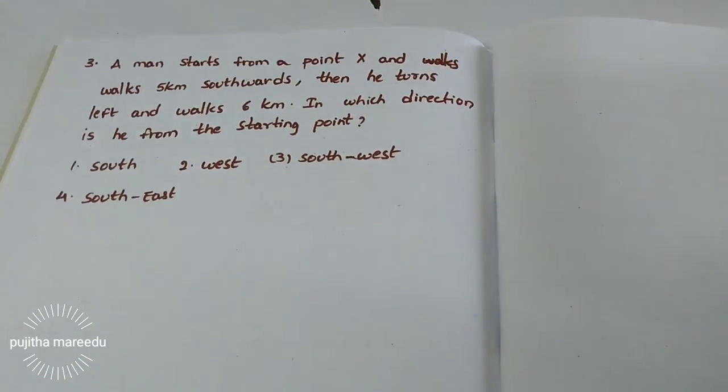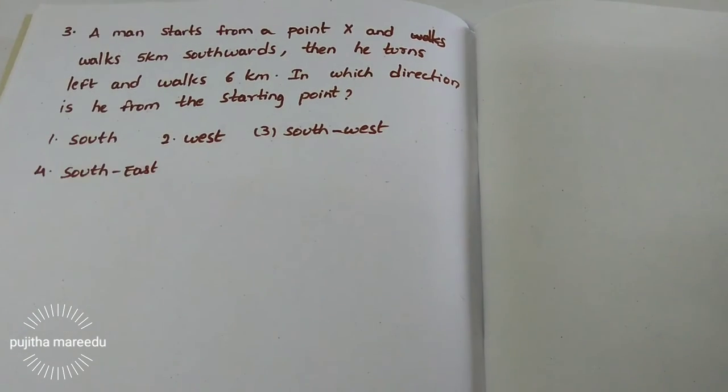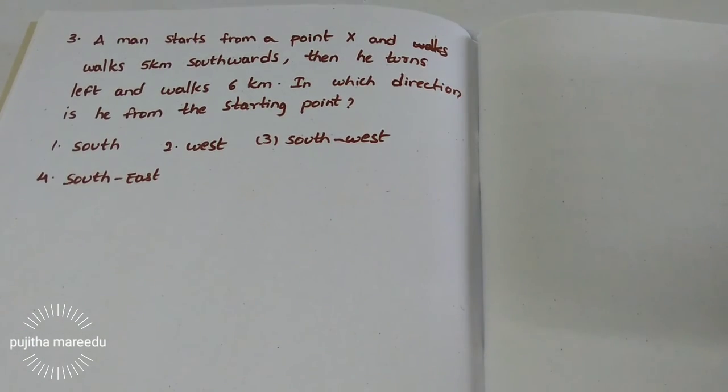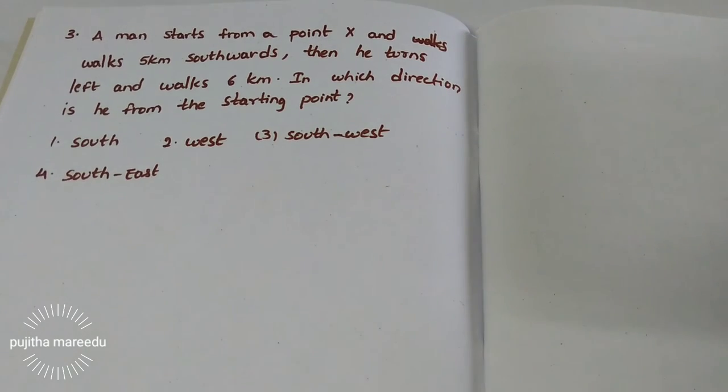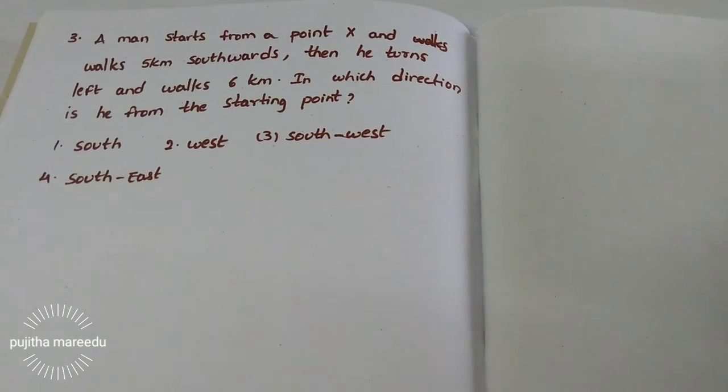A man starts from a point X and walks 5 kilometers southwards. Then he turns left and walks 6 kilometers. In which direction is he from the starting point?